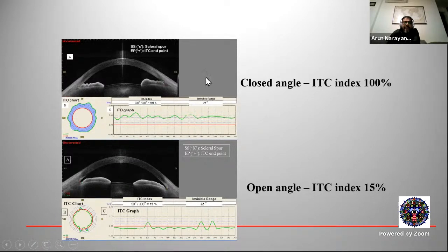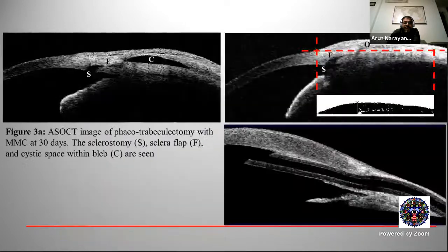So this is an example of a closed angle, wherein the iridotrabecular index is 100%, that means 360-degree closure, and the example of an open angle where the iridotrabecular index is just 15%, and you can look at probably about one or less than one quadrant of angle closure.